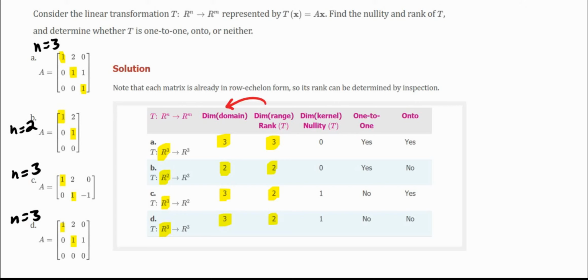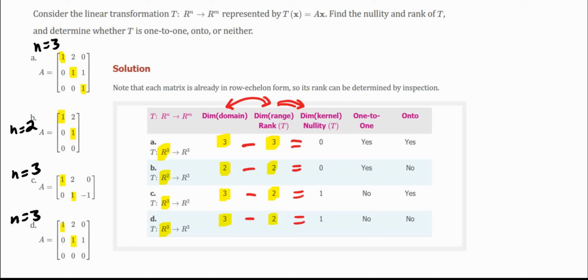So here we're just doing a subtraction to get the nullity, the number of vectors in the kernel. So 3 minus 3 is 0, right? Two minus 2 is 0. 3 minus 2 is 1, and then 3 minus 2 is equal to 1.